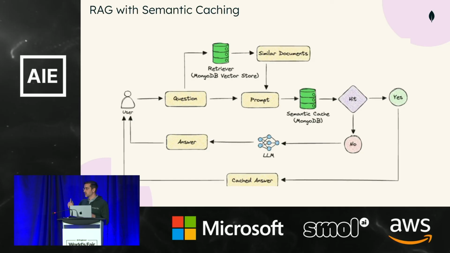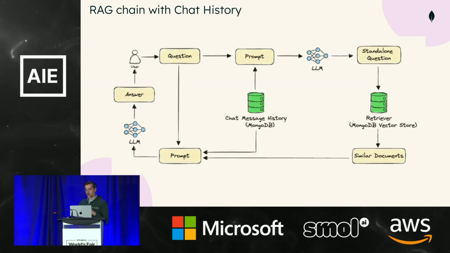Or if it's not a hit, we send it to the LLM, run the prompt, and get the answer back to the user. In this way, you can use caching to reduce the number of calls being sent to your large language model. This is hugely powerful for reducing the amount of resources that you're using, and again, it can all be done using one database with LangChain in this case.